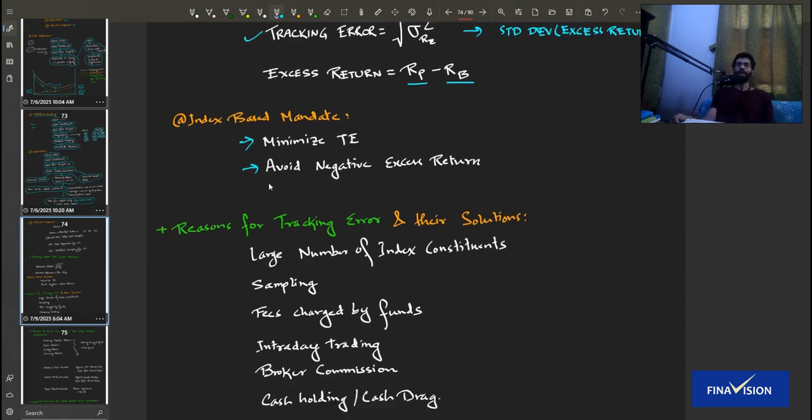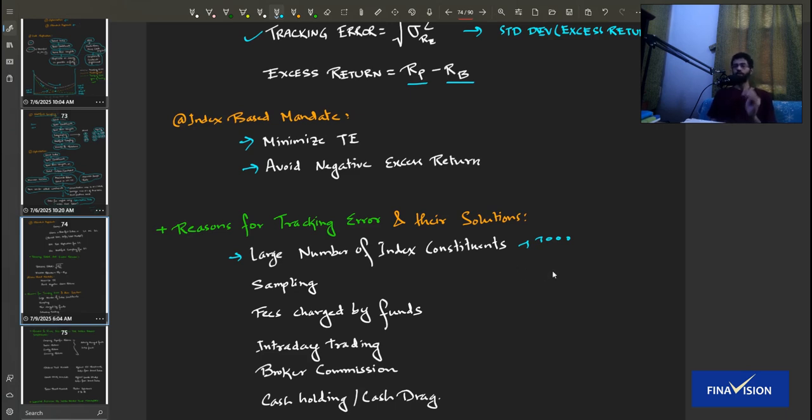Now, what are the reasons for tracking error and what are their solutions? The first reason we have already discussed, it is the large number of index constituents, right? Let's say an index has 3000 constituents. And if a manager tries to replicate this index fully, that will incur costs at the small cap segment or the illiquid segment. This can create tracking error and in fact negative tracking error, right?